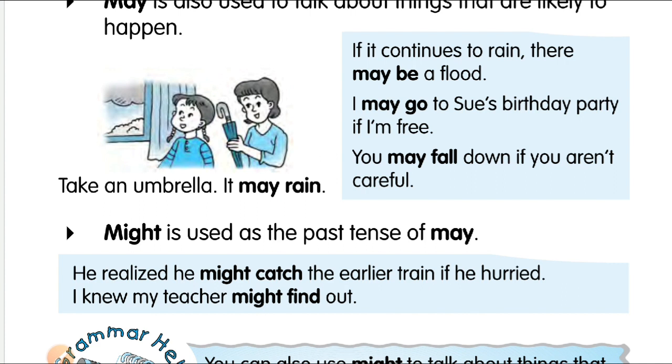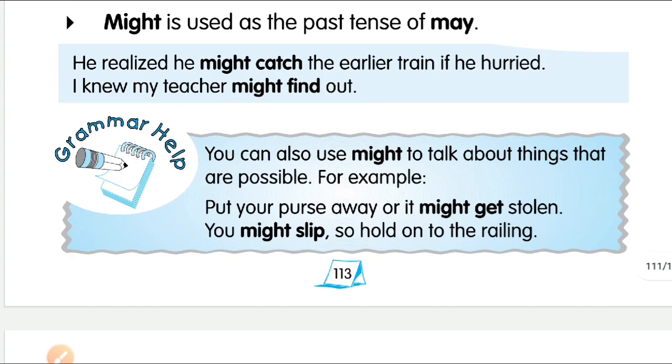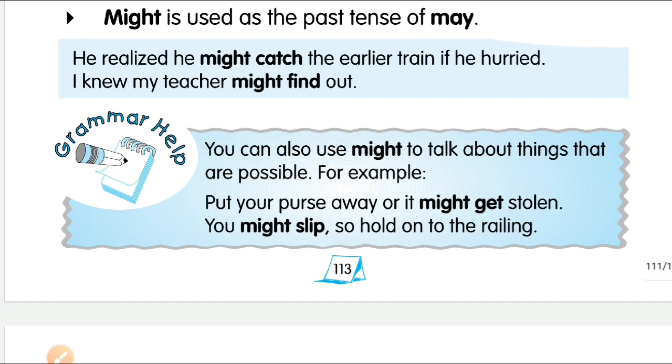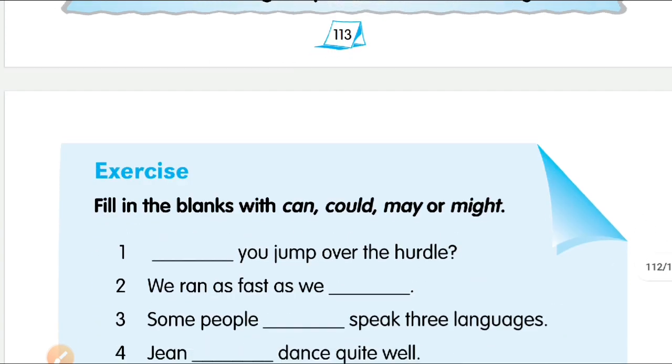He realized he might catch the earlier train if he hurried. It means if someone has missed the train, he will say, in case I had come a little bit earlier, I might have caught the train. So you can use might to talk about things that are possible. It is not sure whether he would have caught the train or not. It depends upon the possibilities of the person.